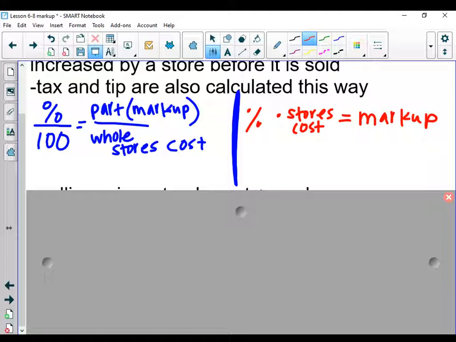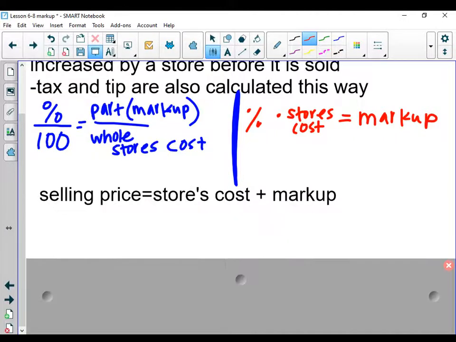did you say 5? They're selling it to me for 15 because the selling price is whatever the store paid for it plus the markup. So they're selling it to me for $15. Every store in business has to have a markup or they will go out of business.